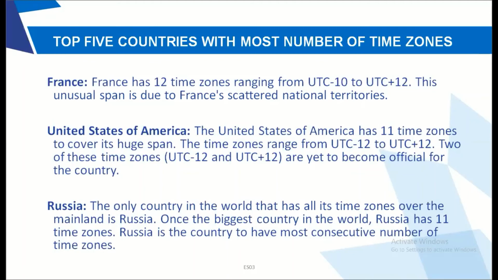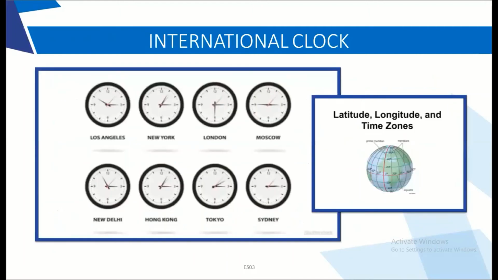Russia, the only country in the world that has all its time zones over the mainland. Once it was the biggest country of the world. Russia has 11 time zones. Russia is the country to have the most consecutive number of time zones.